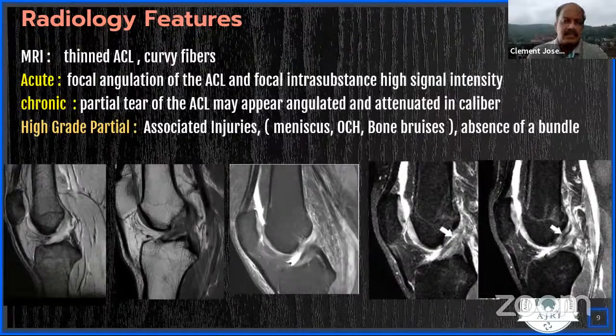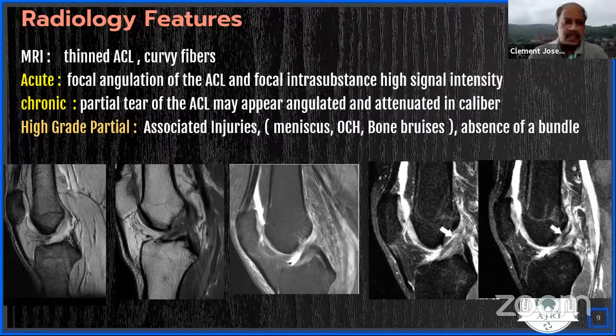These partial tears can be identified in MRI as well. Typically, a partially torn ACL can look thinned out in an MRI with curvy fibers. In an acute injury, you can find out focal angulation of the ACL and also focal intrasubstance high signal intensity. In a chronic situation, the ACL may appear angulated and attenuated in caliber.